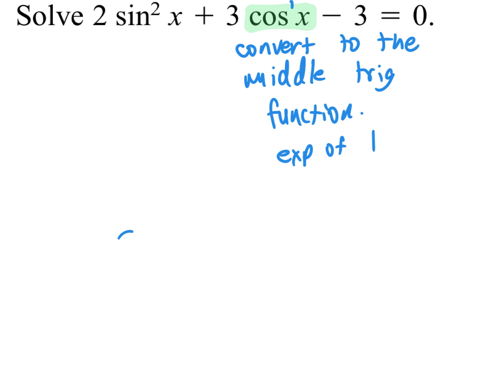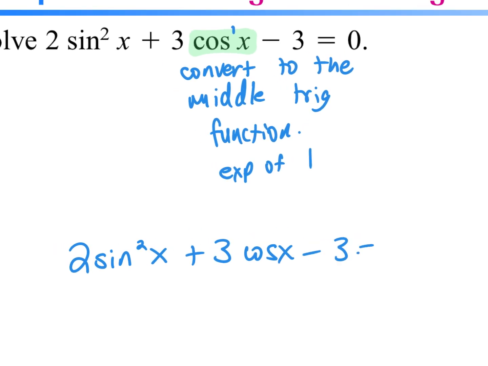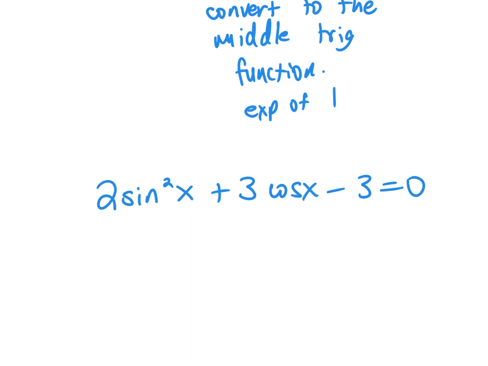So you have this problem. It says 2 sine squared x plus 3 cosine x minus 3 equals 0. You're going to factor. This is a factoring problem because you have something squared. You have a trig function squared and then one that's not. I just told you, you're always going to convert to the one that is to the first power.